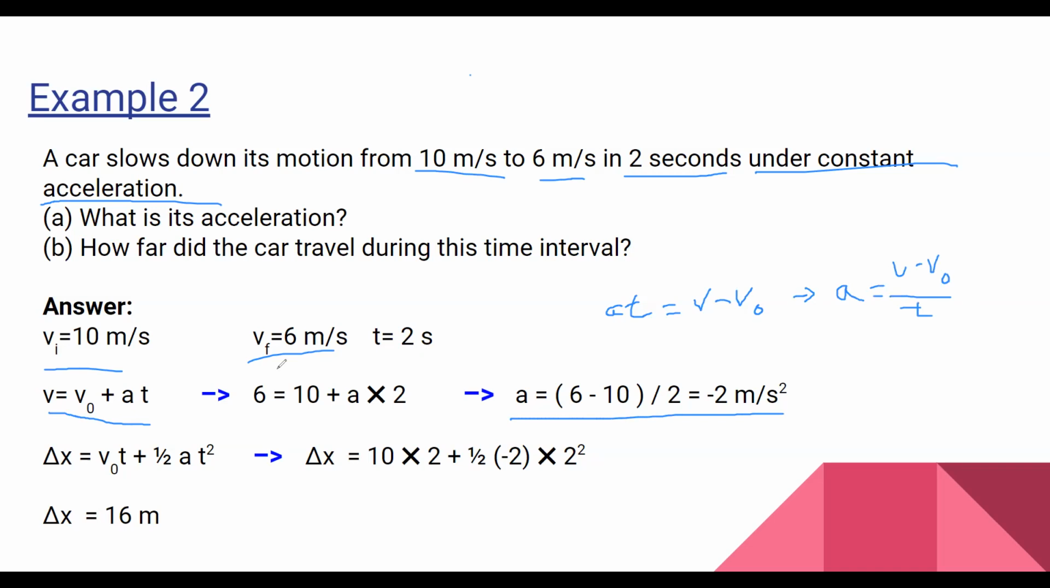Since you know your A, we can use our newly found A as well as V initial and time, and we can use the third kinematic equation. Delta x equals V initial t plus 1/2 of AT squared. Substitute in your values and compute, and you can get that the car, while decelerating, travels 16 meters.